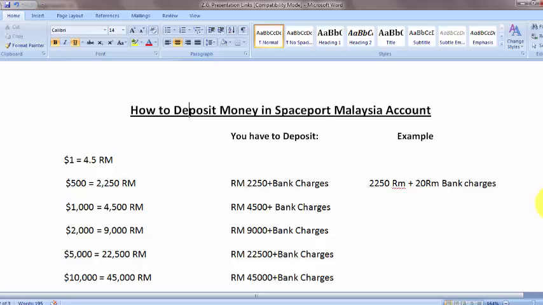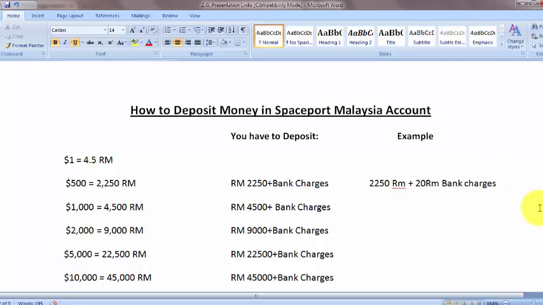Actually, there is an exchange rate and we have to convert our own currency to Malaysian ringgit. We have to deposit the money in Malaysian ringgits. So we have to look into this before depositing the money into this account.